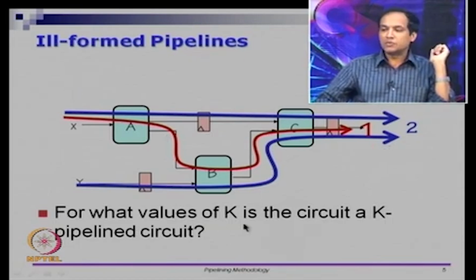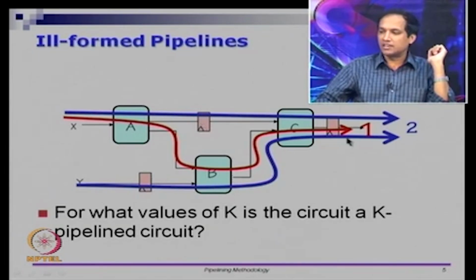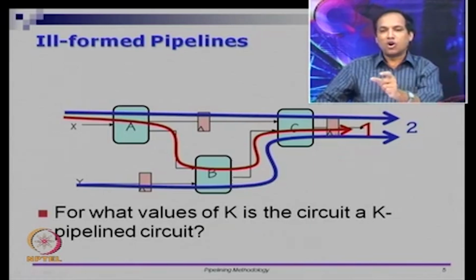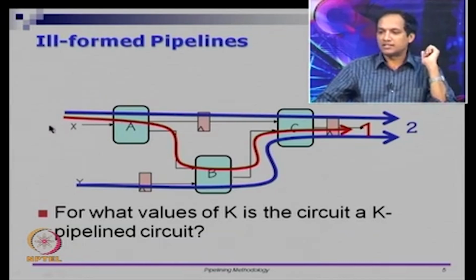However, the question is, if I have put these flip flops here, let us assume that each one of these is a single bit value. If I put flip flops here, is this a valid k stage pipeline? So let us go back to the definition of a k stage pipeline. From every input to the output, we go and count the number of flip flops. So let us take x input and let us take the output. Let us see how many flip flops there are in this path.